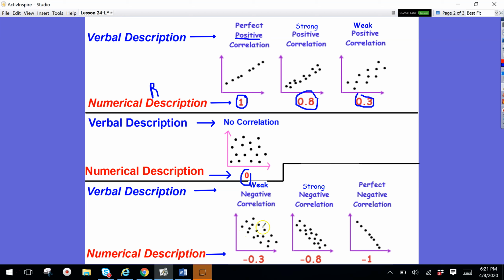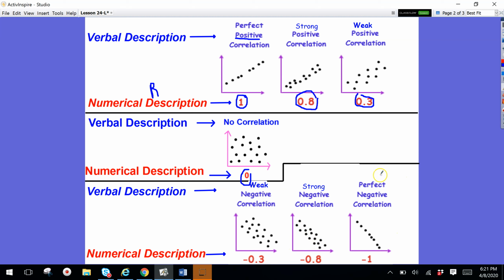Now, here we're looking at negative. What does it mean to be negative? Negative means that as x increases, my y decreases, so they're going in the opposite direction. Something in the real world that would have a negative correlation is, let's say, the use of coats as the weather increases. As the weather increases, the use of coats is going to decrease. We're going to see fewer people wearing jackets and coats. So that's something that would be negative.